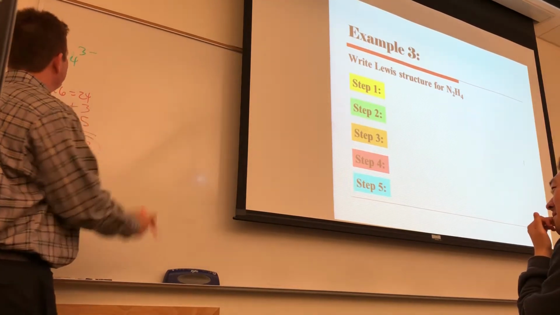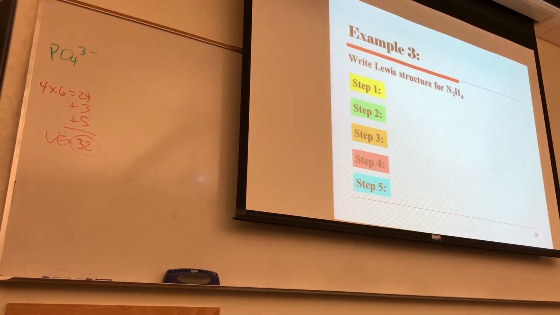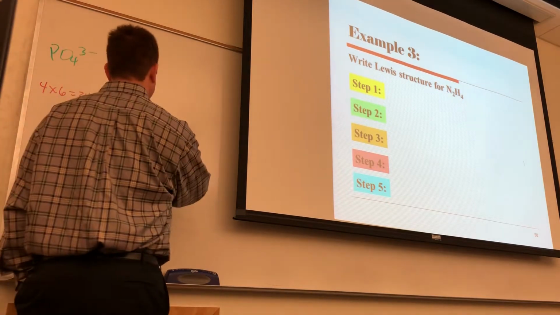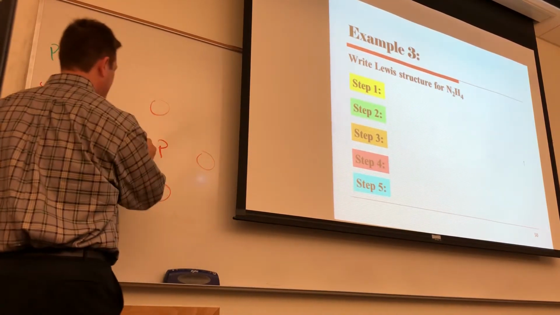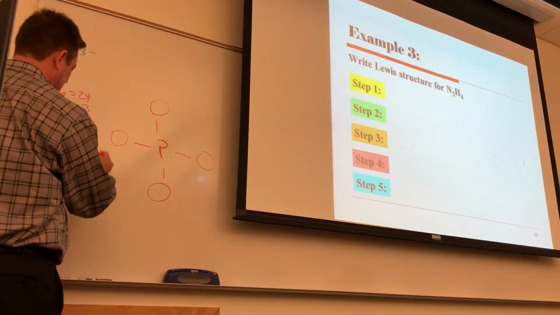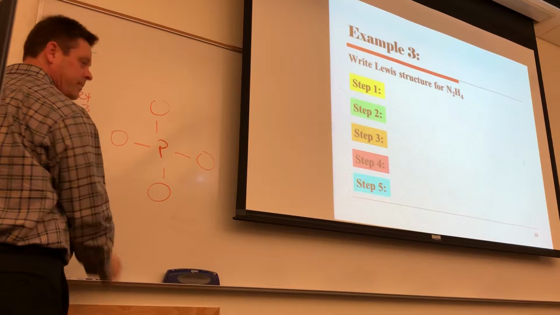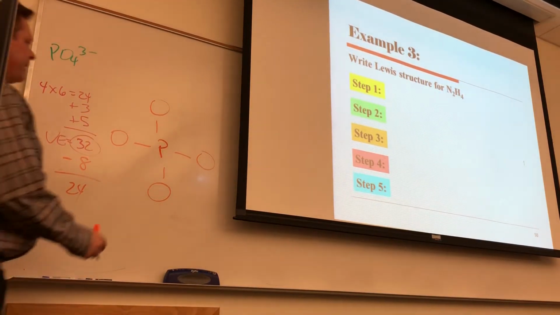What's the center atom? That would be P. So in this case, it's easy. I'm not worried about what's more metallic because there's only one of them. So P, and now I'm going to go O, O, O, O. Now I'm going to fill in these. I just filled in 8, so 32 minus 8 leaves me with 24. Outer atoms, lone pairs.